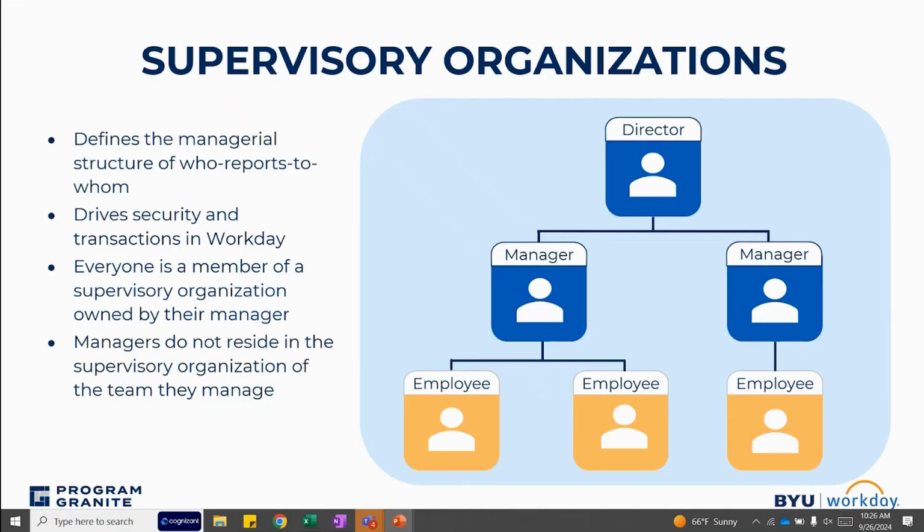So everyone is a member of a supervisory organization, and you're only a member of one. Now technically, it's a hierarchy, right? Because it's an org chart, so we're all members of a ton, all the way up to our president, right? But technically, you are a member of just that one supervisory organization that's owned by your manager. Make sense?